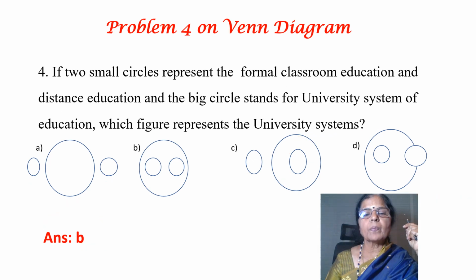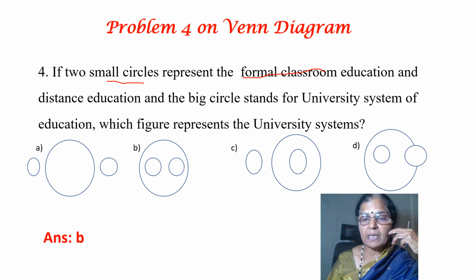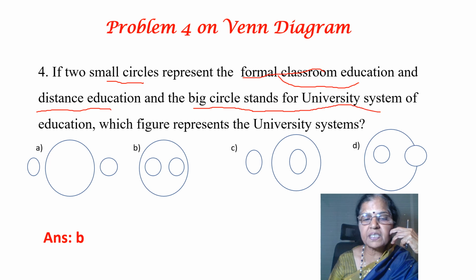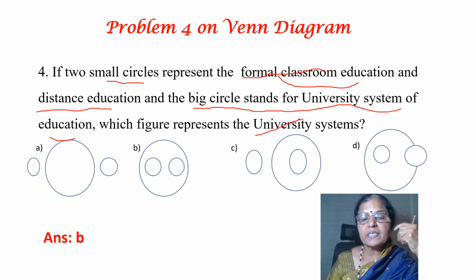Now the last problem on Venn diagram. If two smaller circles represent formal classroom education and distance education, and a big circle represents the university system of education, which figure represents the university system? So two small circles, what are they? Formal classroom and distance education.